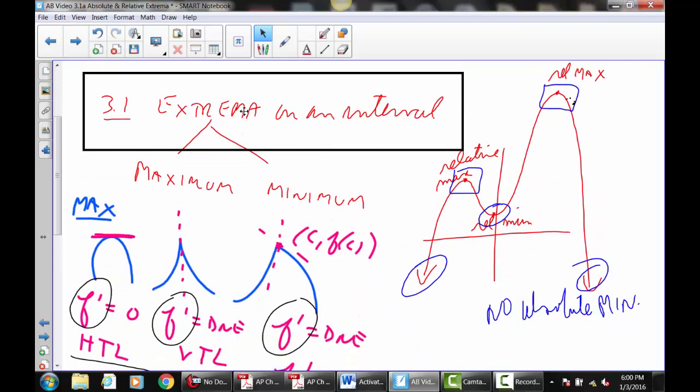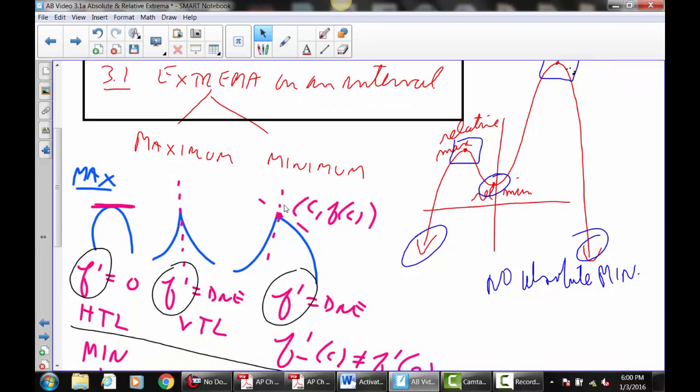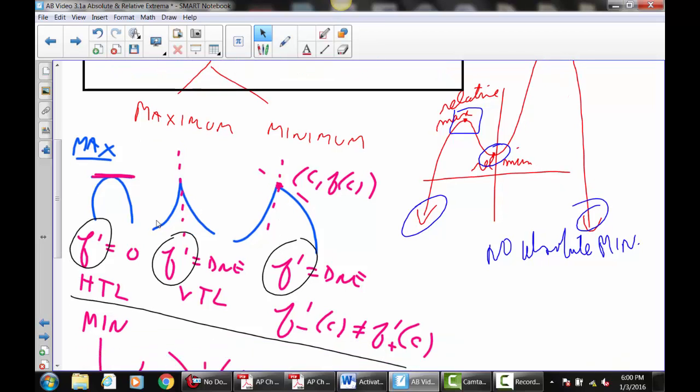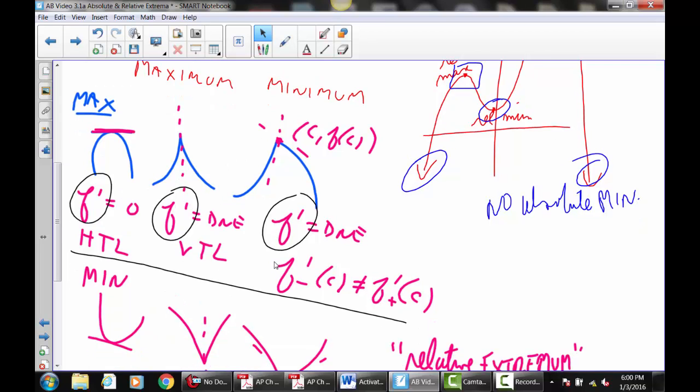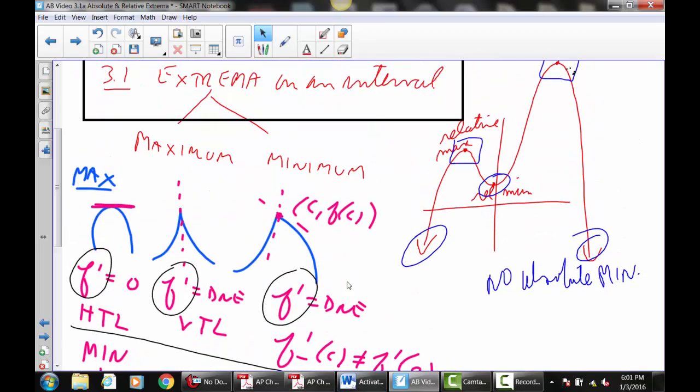Okay, so what we have are extreme values, which are either maximums or minimums. These three blue graphs represent the three kinds of maximum points that you could have. Either a horizontal tangent line, i.e. the first derivative is 0, a vertical tangent line, i.e. the first derivative doesn't exist, or a sharp turn, again where the derivative doesn't exist because the derivative from the left does not equal the derivative from the right. But one thing's for sure, if you have a max or a min, your derivative is either 0 or non-existent there. Same thing with minimums.